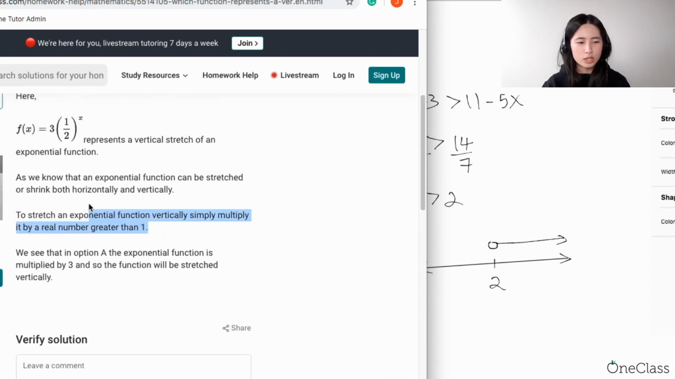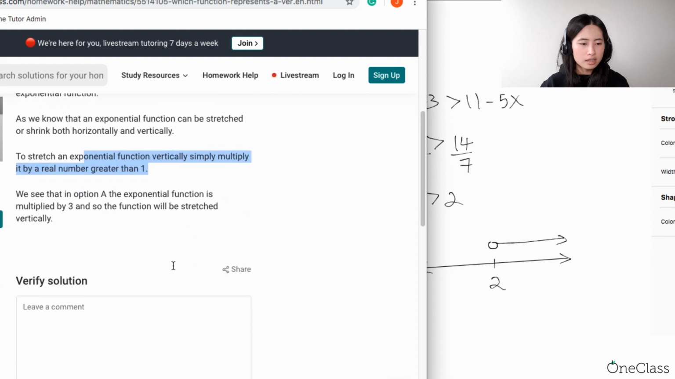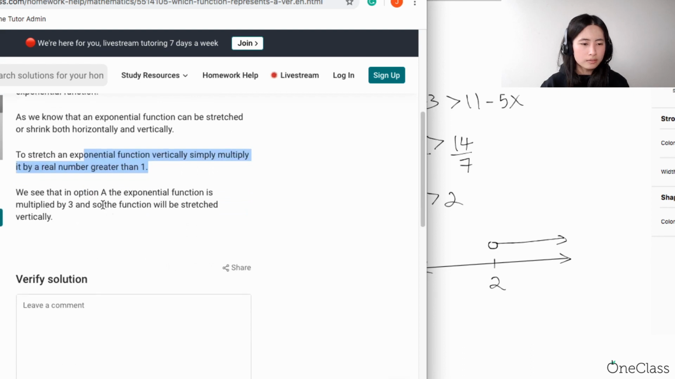Okay, so when they're trying to express this statement, anytime you have a vertical stretch, the value that you multiply, which is considered a factor, needs to be greater than 1, right? And what that means is if you have a fraction, that wouldn't be considered a stretch. So that's what they're trying to say here. Okay, yeah, so this is right.